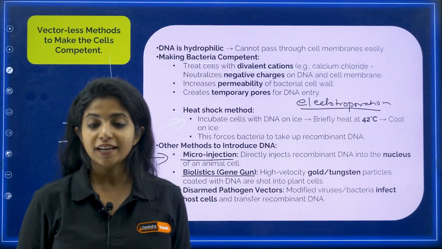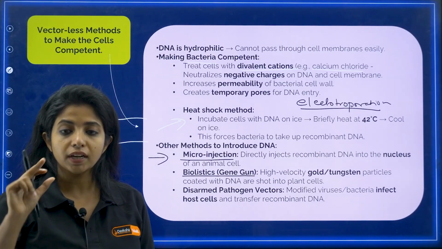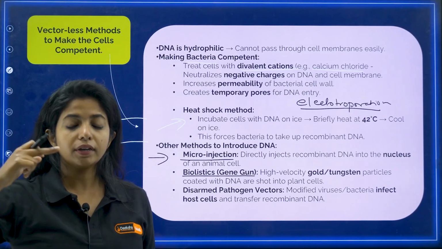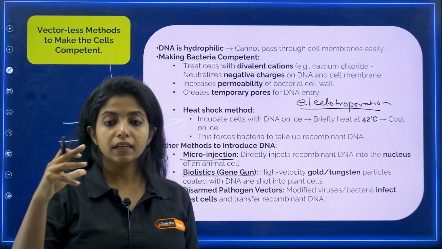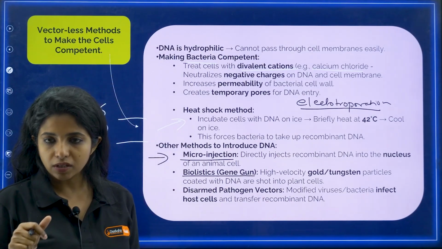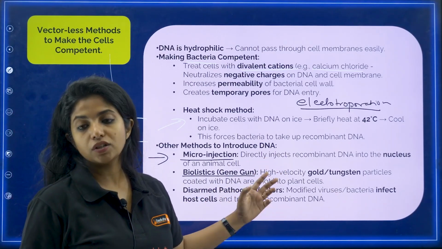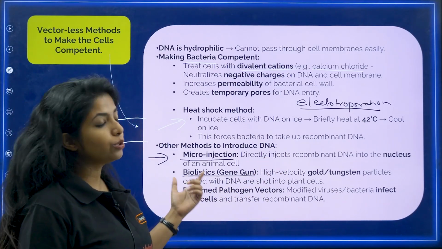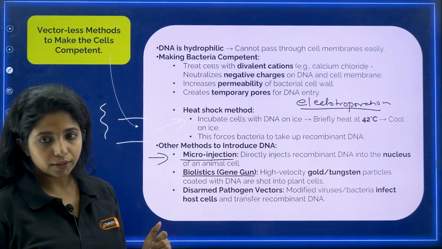What is happening over here? So you take particles of gold and tungsten, specifically gold and tungsten, and you wrap it around or coat it with the DNA of interest. Whatever DNA you want to transfer, you're going to coat the DNA onto these gold and tungsten particles, and now it is shot at a very high velocity into the nucleus of the plant cell. This is known as biolistic or gene gun method. The name, please remember it, is very, very important.